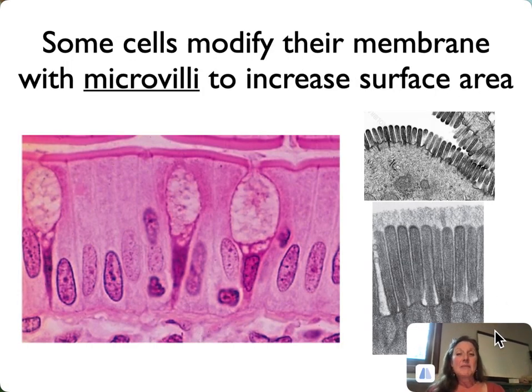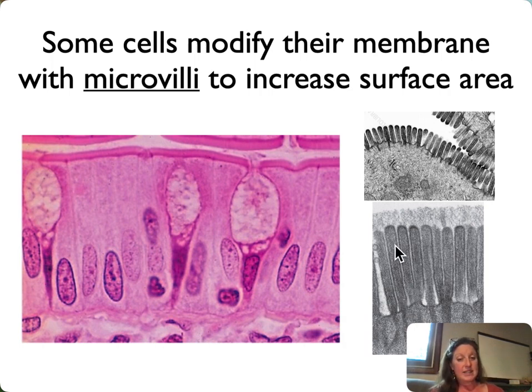Okay, now some cells modify their membranes with something called microvilli in order to increase surface area. On the left here, we see a thick band across the top of these cells. Just in case you can't see it, these cells are long and rectangular. You can kind of see the lines between them. These are the nuclei. And along the top, we have this thicker line that looks like somebody hit it with a highlighter. With the electron microscope, we're able to see that that thick line is actually made up of these little fingers. Villi means fingers, micro means small.